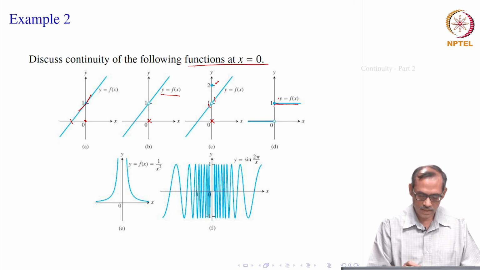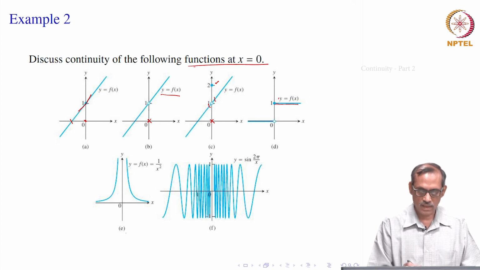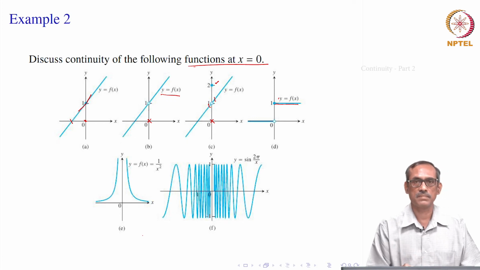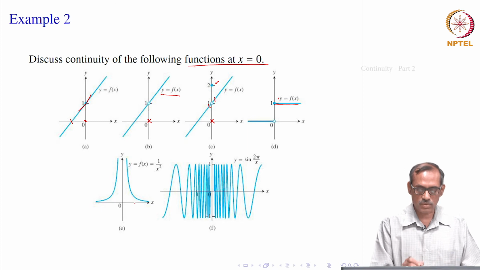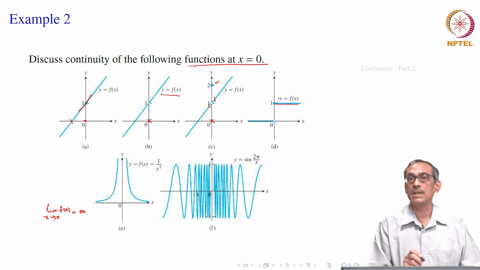So, in the fifth one, at x equal to 0, if you take the left side limit, it does not exist, it blows up to infinity, right. Left side limit is equal to infinity. The right side limit as x goes to 0 is also equal to infinity. So, the limit as x goes to 0 is infinity here. You say that limit f of x, x goes to 0 is infinity. We do not say the limit exists. Limit exists means it should be a real number, but it is not.